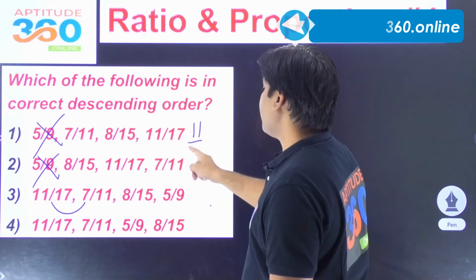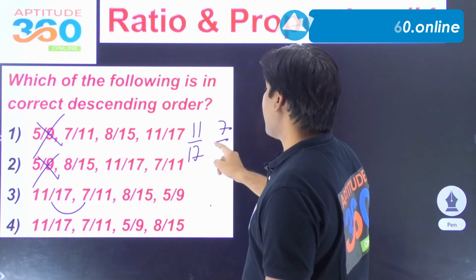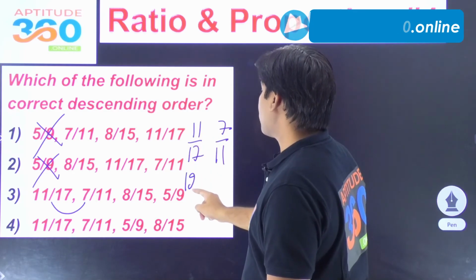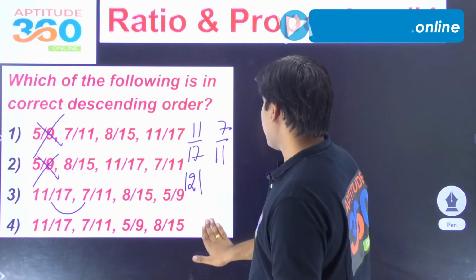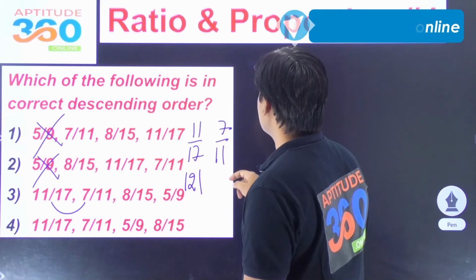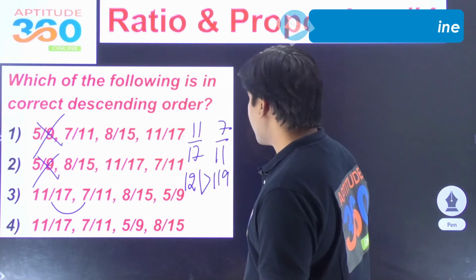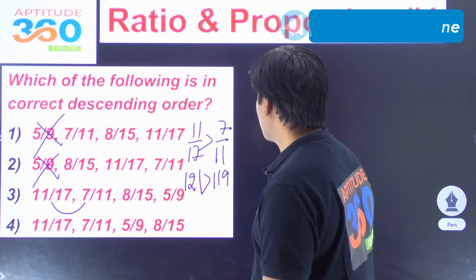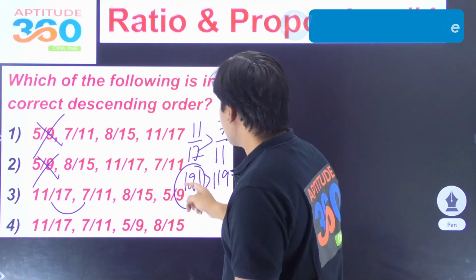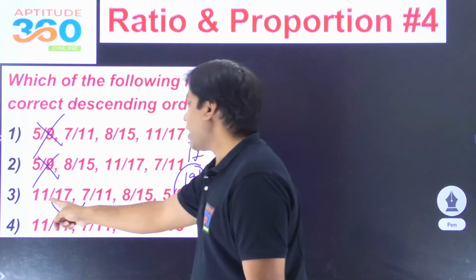So the first is 11/17 and 7/11. So 11 into 11 is 121. 17 into 7 is 119. So 121 is bigger than this value. And since it is bigger, it appears in descending order.